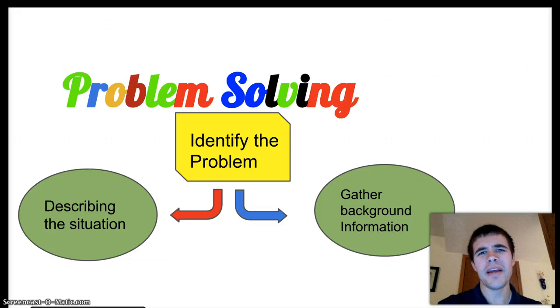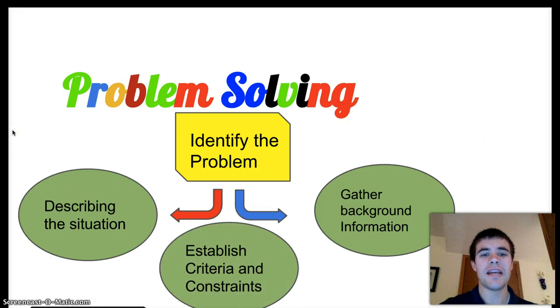So in a way, identifying the problem is just using your natural ability to observe, like observing you don't have toothpaste in the morning. That's identifying the problem.